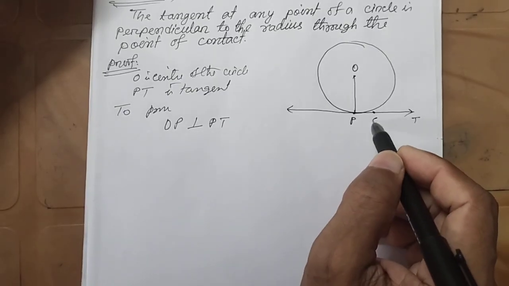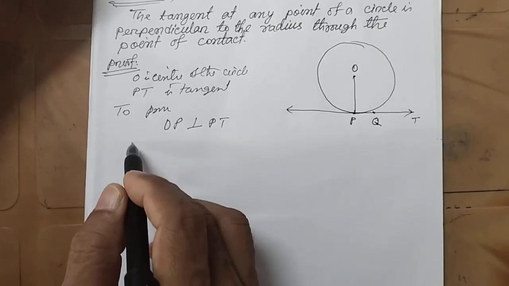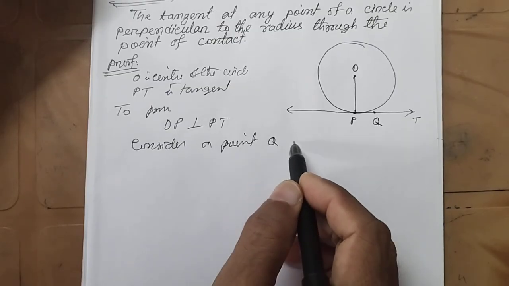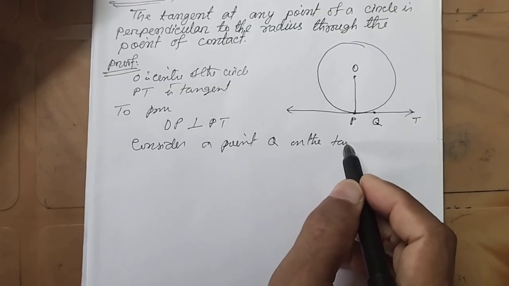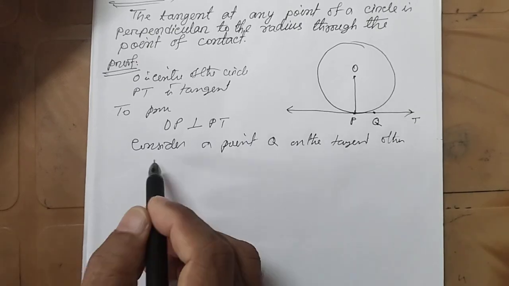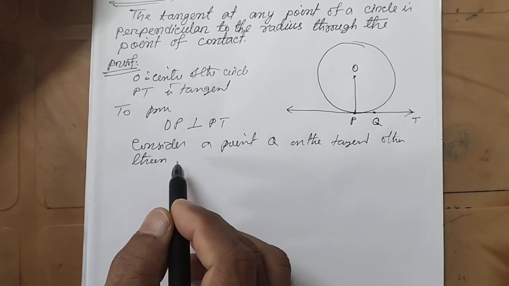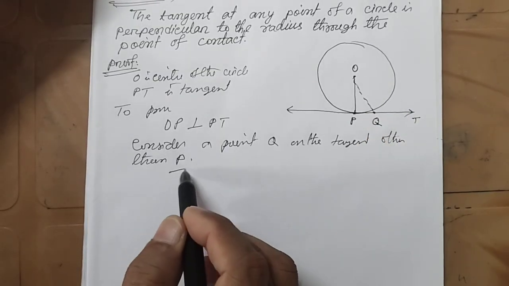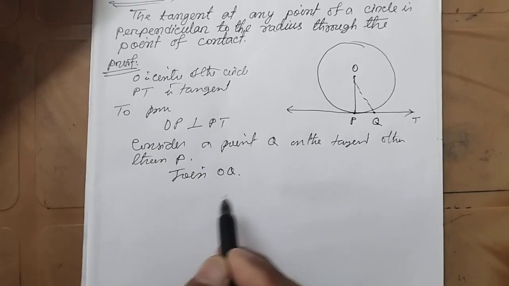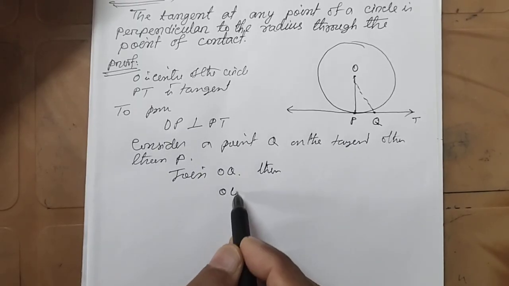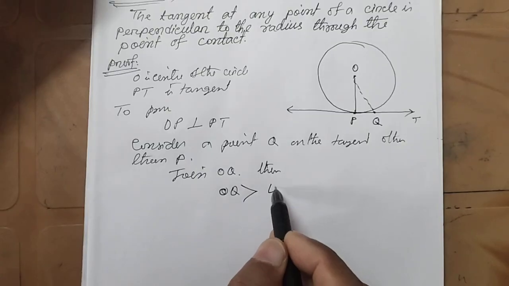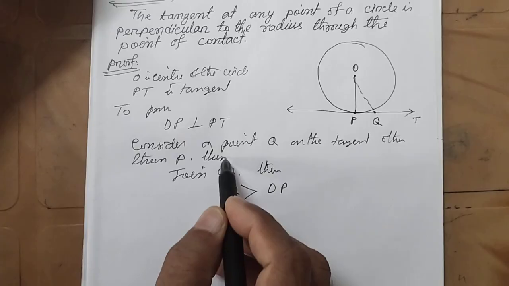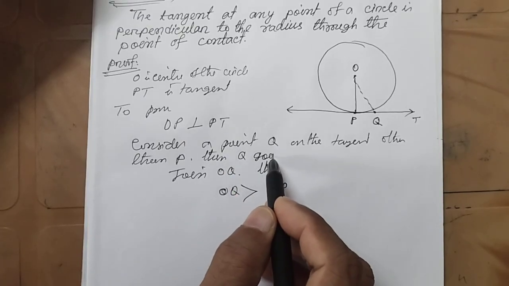Consider a point Q on the tangent other than P, not at P, distinct from P. Then if we join OQ, obviously OQ is going to be greater than OP because point Q goes outside the circle. You can mention here that point Q goes outside the circle.